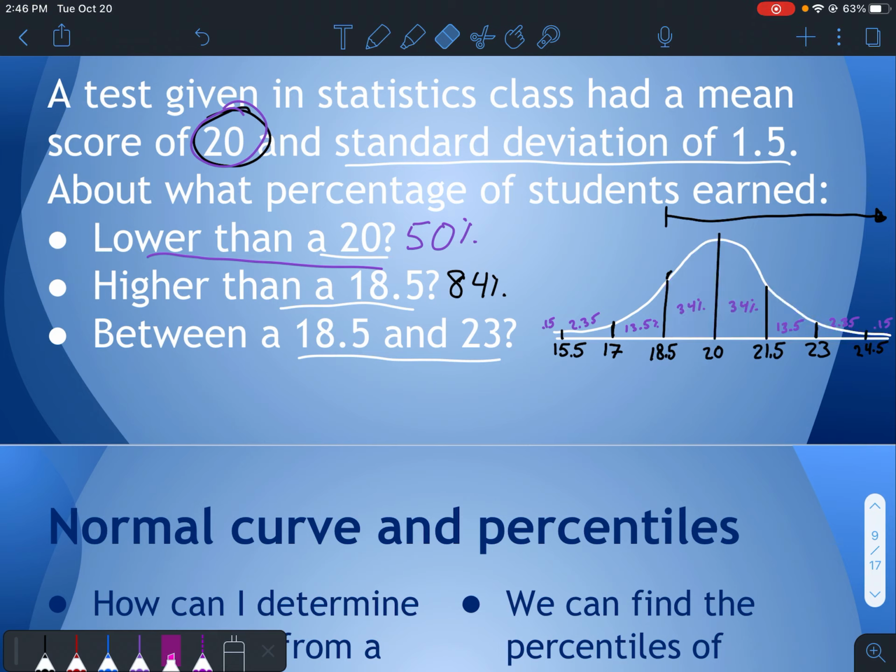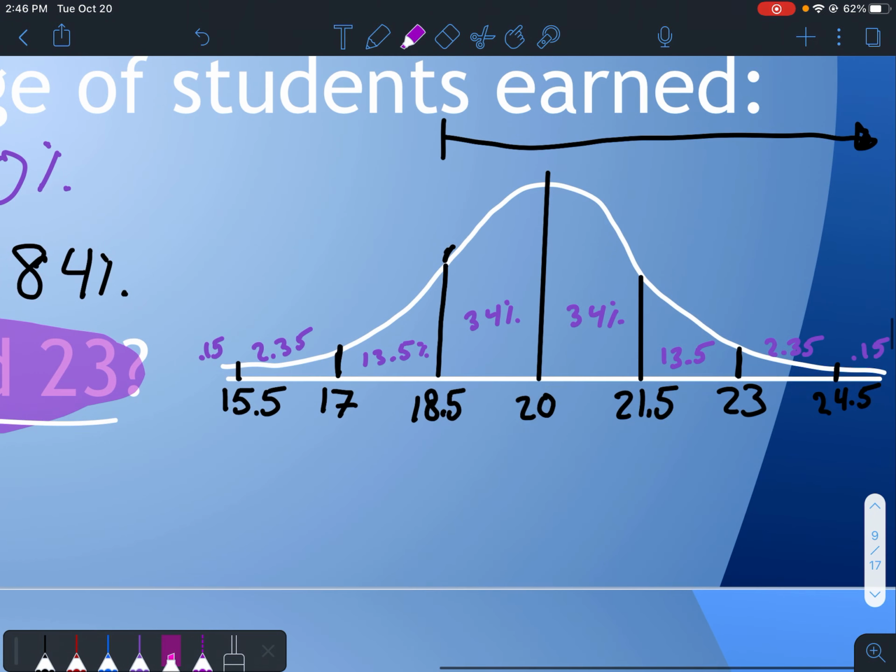Now, we're looking between an 18.5 and a 23. So 18.5 and a 23. We're going beyond just one standard deviation on one side, and we're stopping at one standard deviation on the other side. So that's what we're looking at.